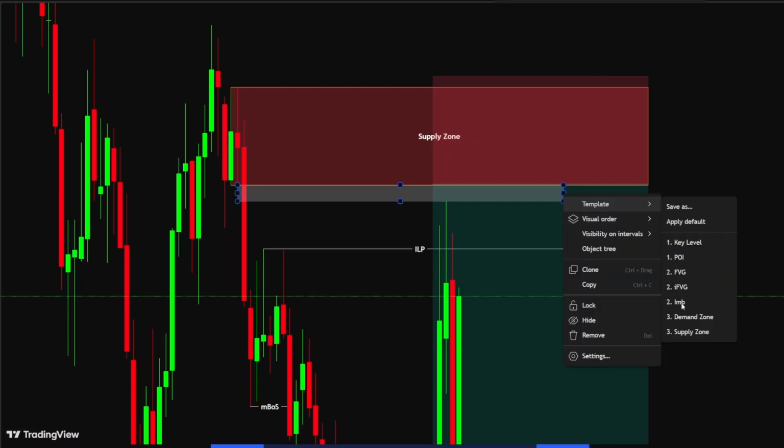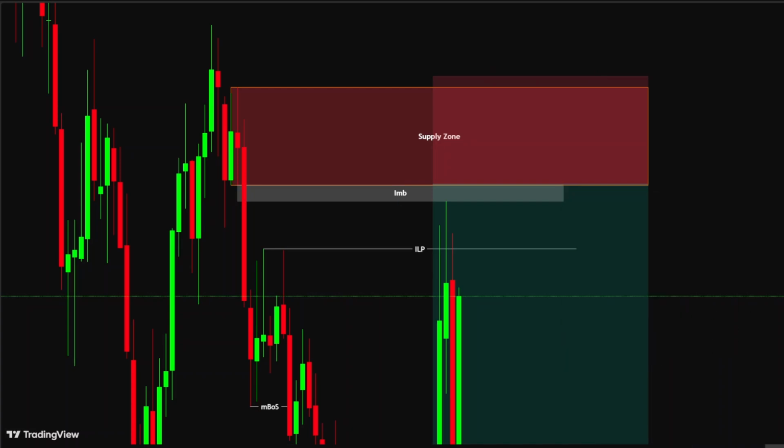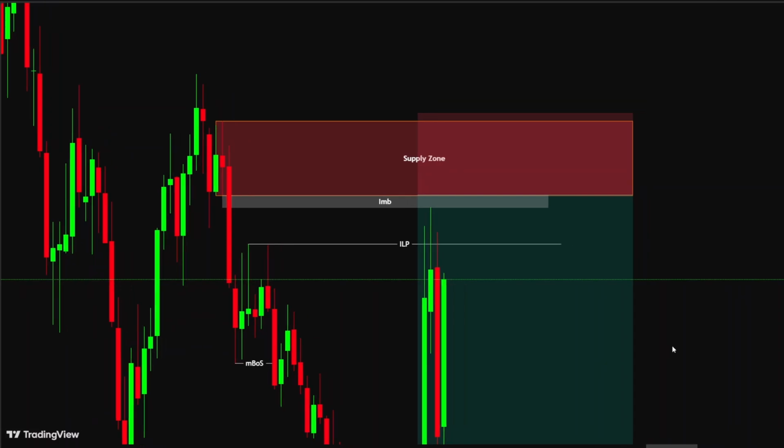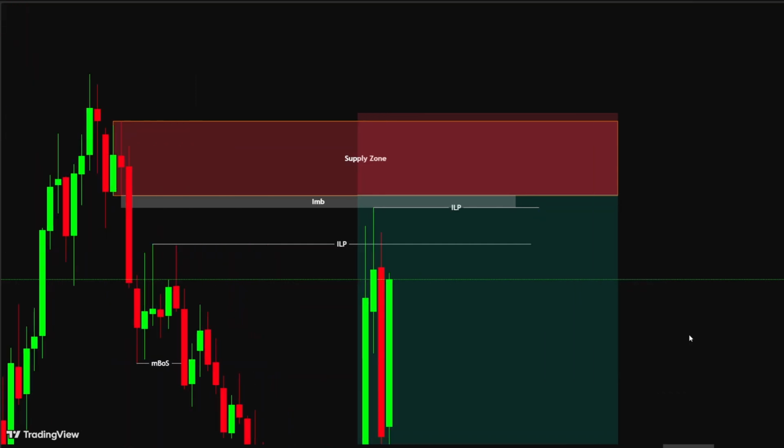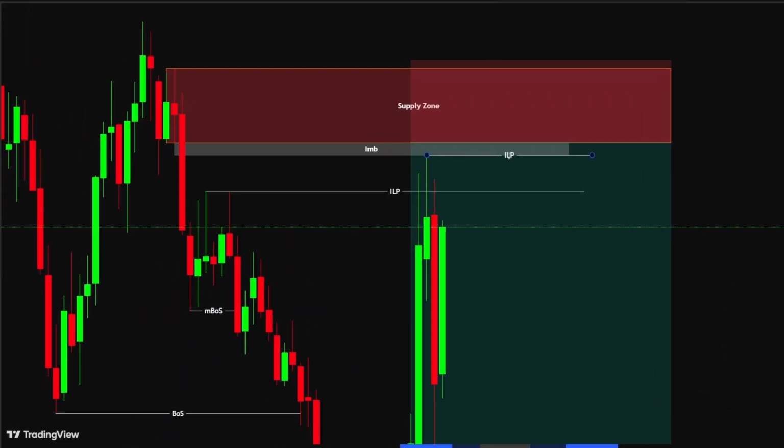This imbalance is normally left here intentionally. Why? Because there are those traders who trade from FVGs, and they are going to place their stop loss somewhere in between this area. Let me call it another institutional pool of liquidity, but this is what we now call inducement.